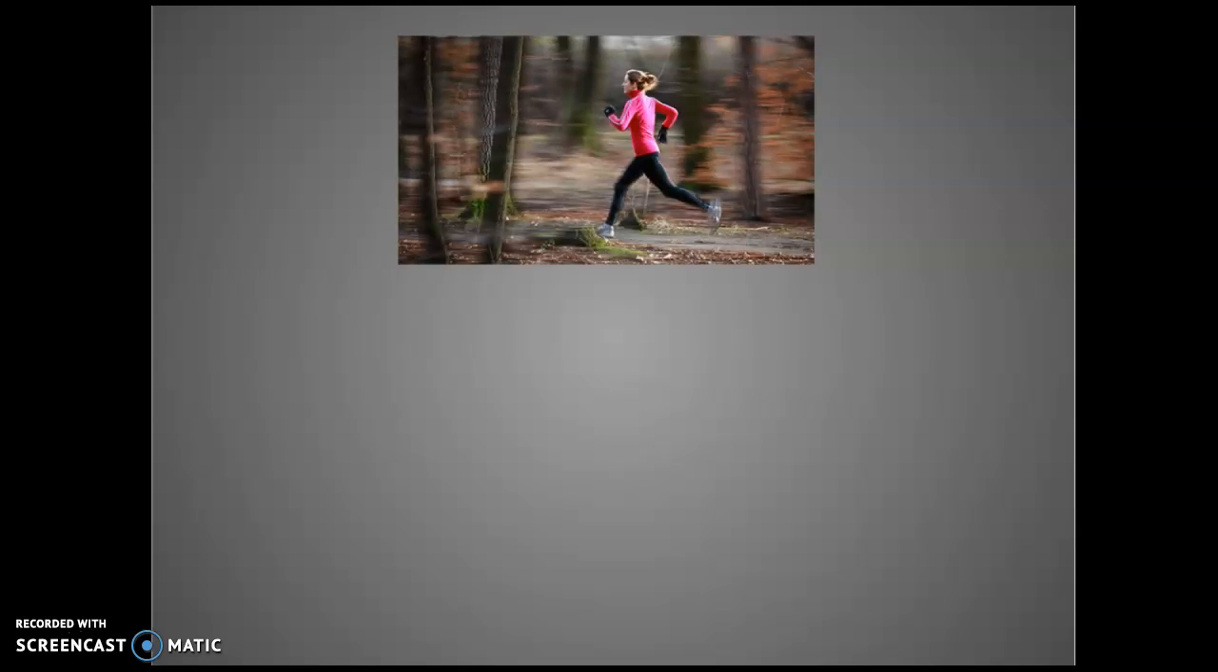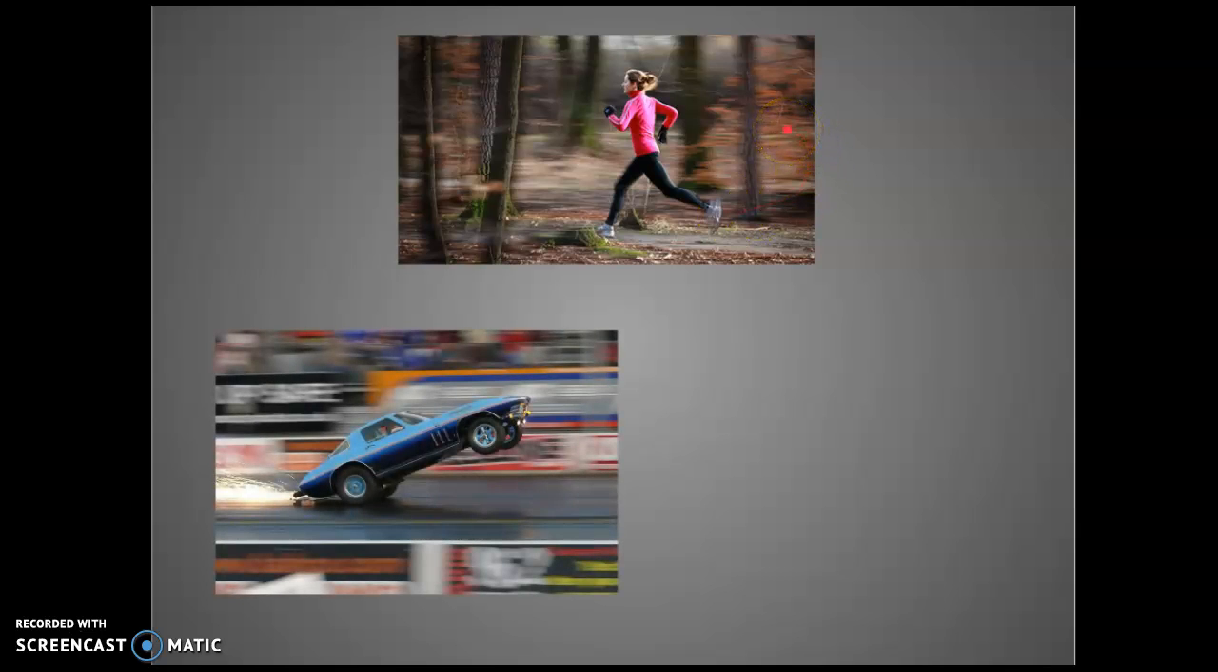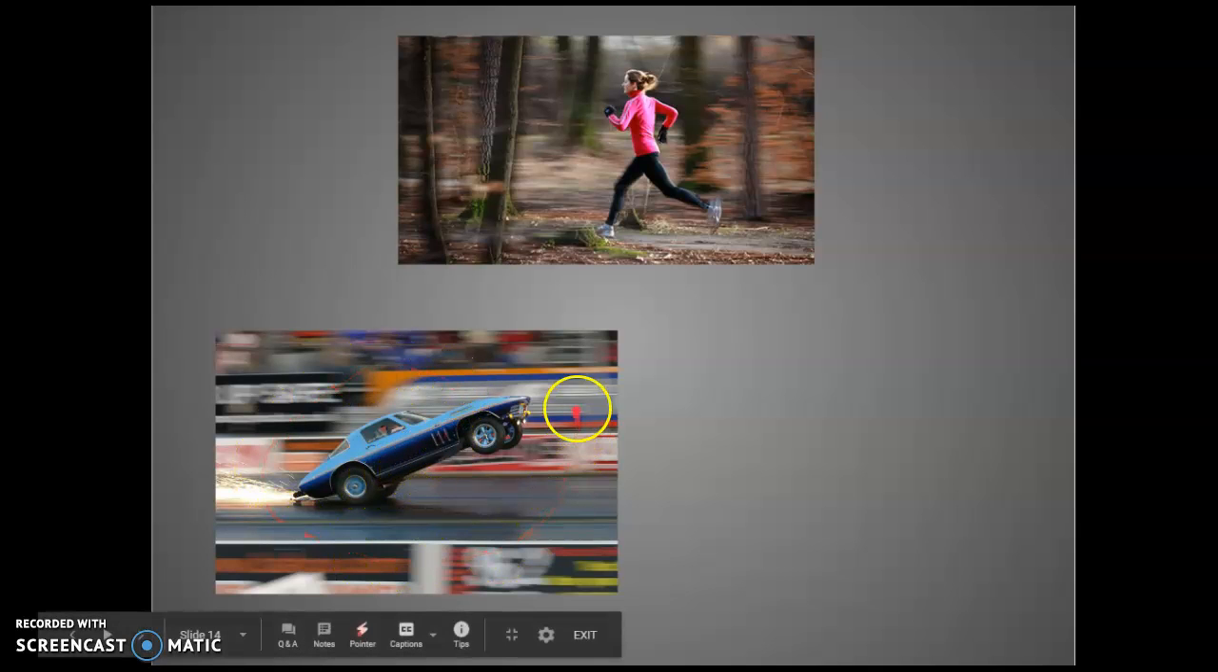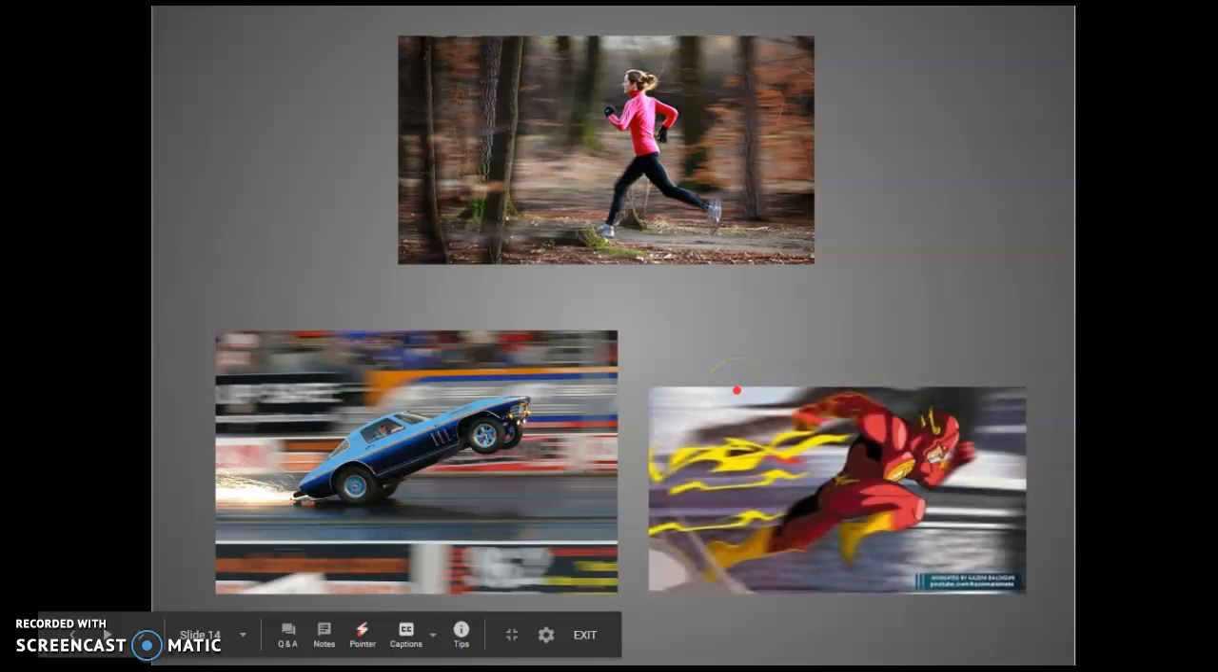So there you go. All right, here's panning. Again, notice that her feet are blurred and the background is blurred. A car is driving by, right? So this is cool because the car is in focus, but then the rest of the background is blurred. The Flash, once again, notice his feet and his hands are blurred, but his core is mostly focused.